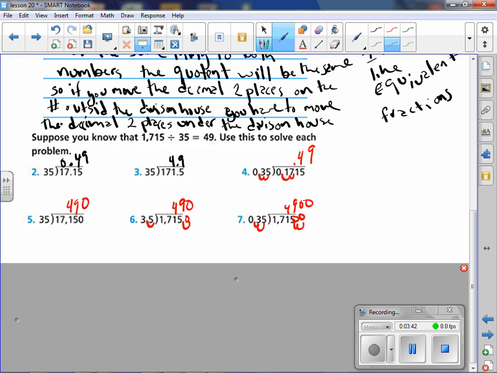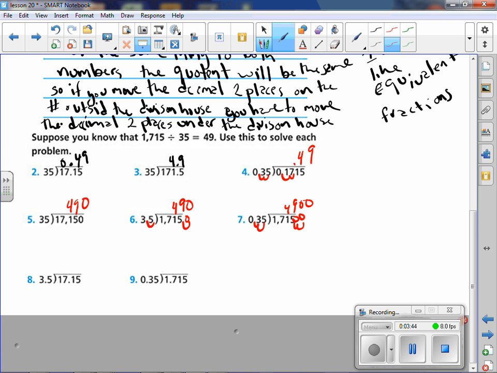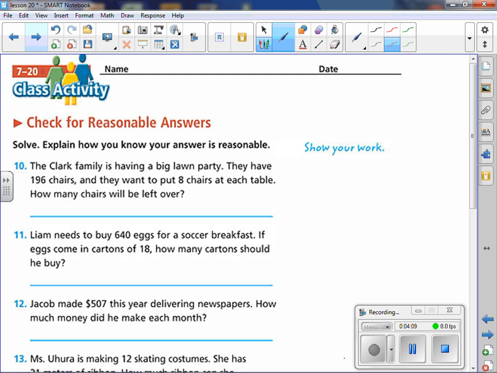Okay, so hopefully that's kind of making sense to you as we go through. I'm going to move my decimal 1 space here, 1 space here. 4 goes above the 1, 9 goes above the 5. Okay, move my decimal 2 spaces, 1, 2. Move my decimal 1, 2 spaces. Okay, 4 goes above the 1, 9 goes above the 5. Okay, so let's go ahead and go on to the next set.